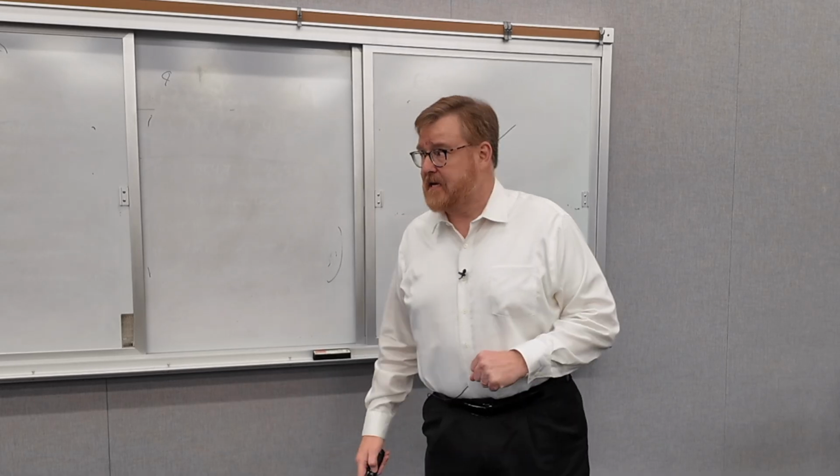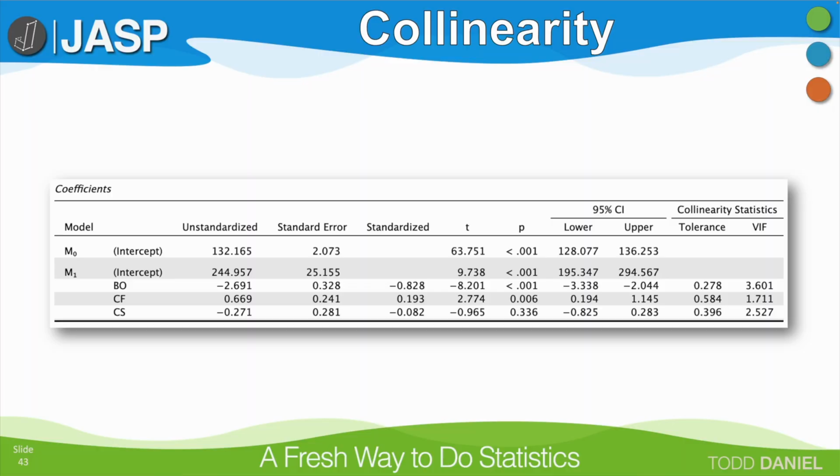For collinearity, we can look at the tolerance and VIF values. All of the VIF numbers are less than 10. All of the tolerance values are greater than 0.1. So we don't have any issues with collinearity.